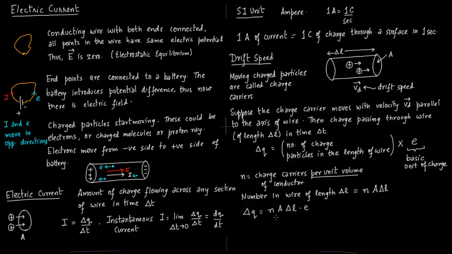Now you divide both sides by delta T. So you have delta Q by delta T on the left hand side and delta L by delta T on the right hand side. Now this is the current and this is the velocity, or the drift speed. So we get the relationship: current I is equal to N times A times drift speed Vd times e, the basic unit of charge. Again, N is the number of charge carriers per unit volume, A is the area of the wire, e is the basic charge, and Vd is the drift speed.